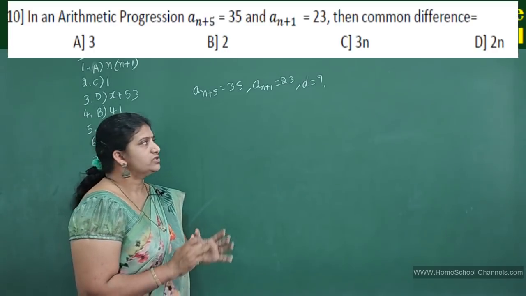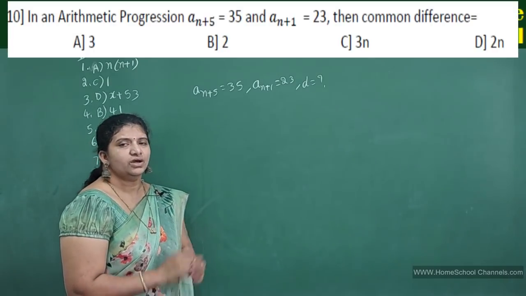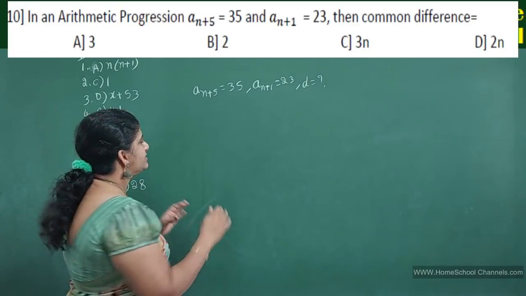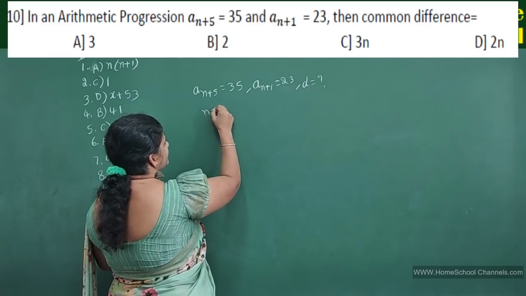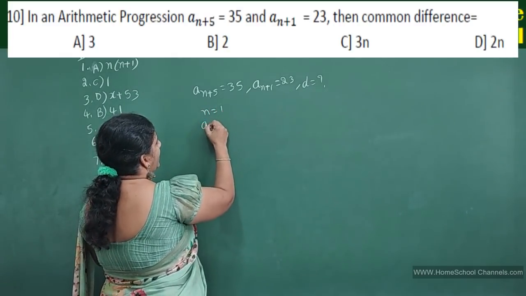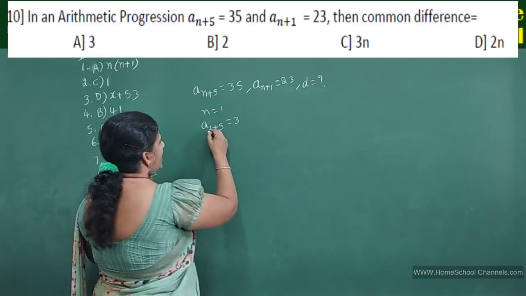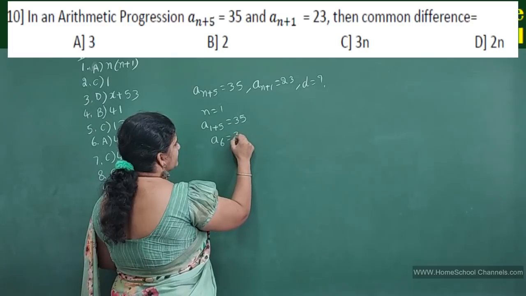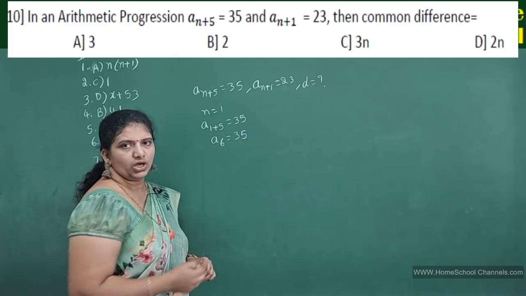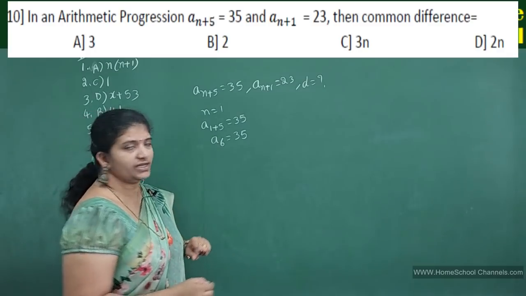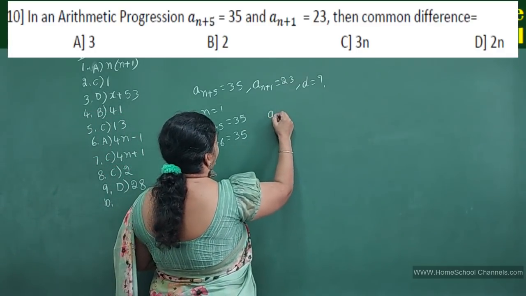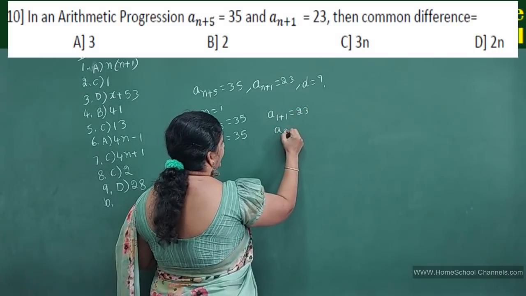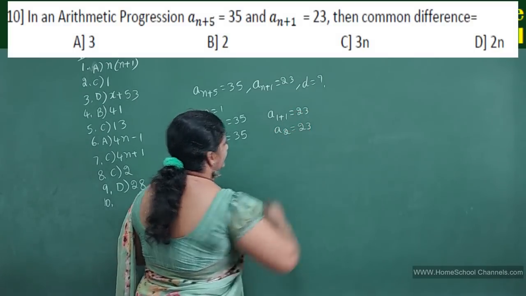No, we don't have. So, for this type of question, we need to assume any n value. You may take any number. Suppose I take n is equal to 1. Substituting here, a_(1+5) is equal to 35, that is a6 is equal to 35. Same n value substituted in the other, a_(1+1) is equal to 23, that is a2 is equal to 23.